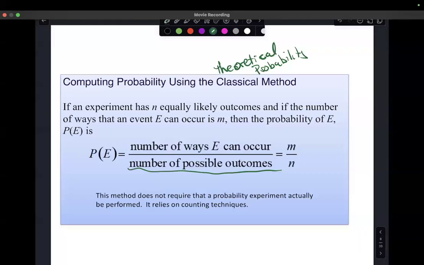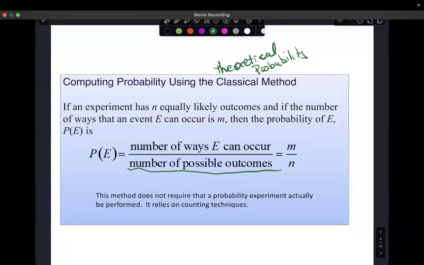And then the number of ways our event can occur is on the top. So if I have a bag of 45 M&Ms and 8 of them are red, then 8 would be the number of ways that I could pull a red M&M out of there. So that's how we calculate our theoretical probability.